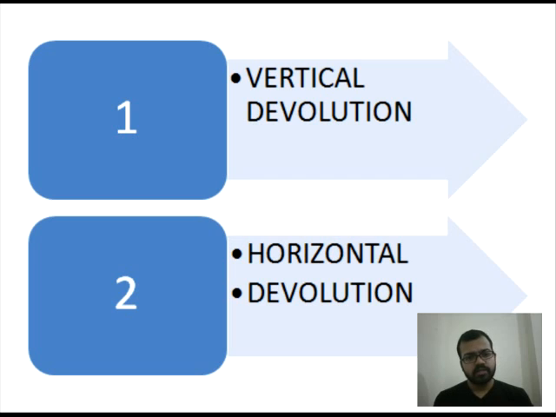The first one is vertical devolution. It means that there is a divisible pool in which the center puts the money and all the revenue, which is distributed from the center to the states. This consists of 42% as recommended by the 14th Finance Commission. This is a revolutionary shift from the earlier Finance Commissions.